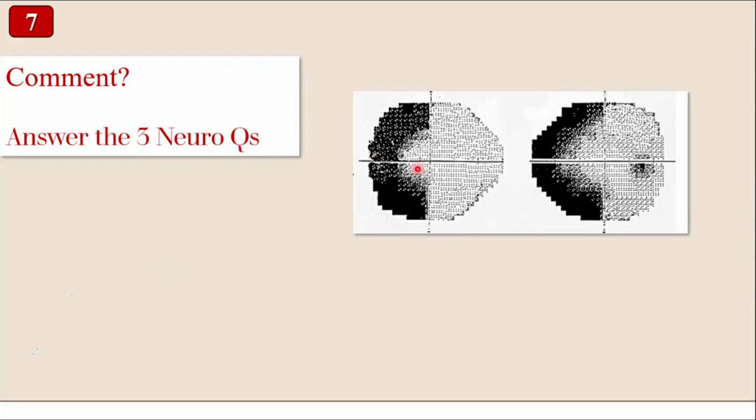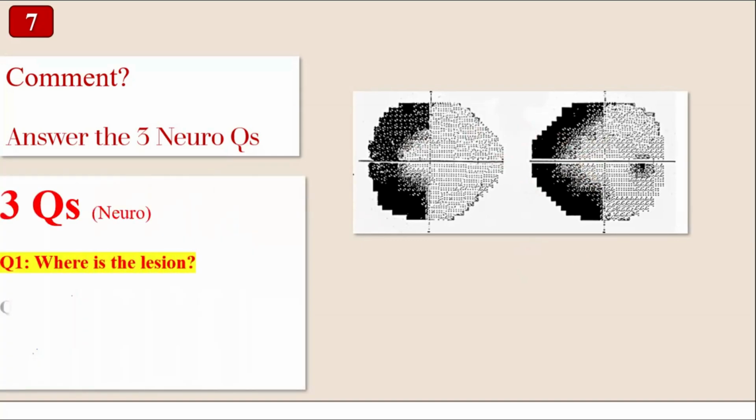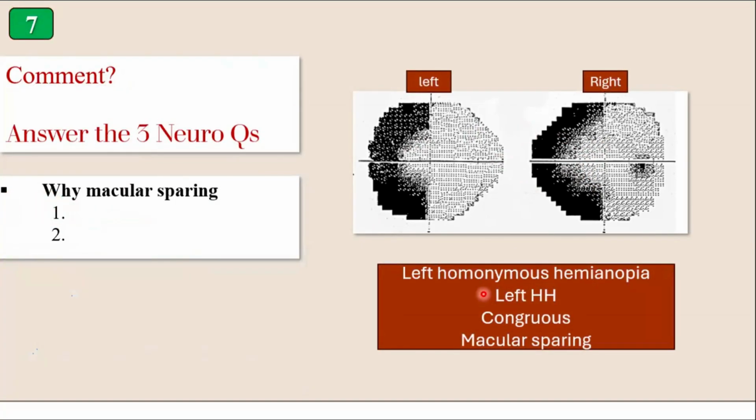And what can we call this area? This is the central area, so it has macular sparing. Yeah, I talked about it in the previous class. Macular sparing means the central area, like the center 10 degrees, for example, is spared, here and here. So actually, this is almost congruous. So the model answer for this question is left homonymous hemianopia, congruous, with macular sparing, and it points at the occipital cortex.